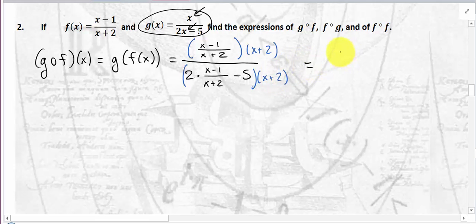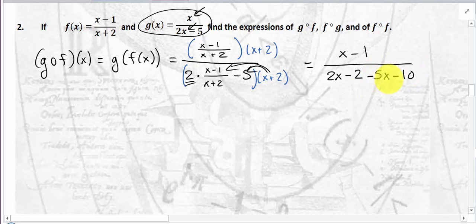So on top I just have x minus 1. At the bottom I have, so this will distribute there, it's going to simplify, but I still need to multiply by 2. So I have 2x minus 2 right here. And then I multiply this by negative 5. So minus 5x minus 10. And so it is x minus 1 over negative 3x minus 12. That's it, okay? I don't think I've made a mistake. You see, it's pretty quick when you do it like that.